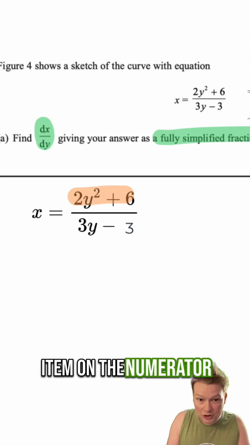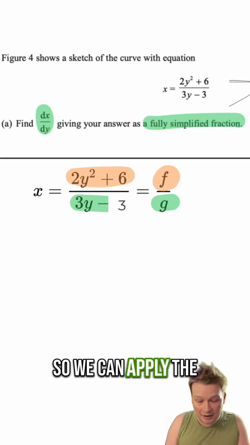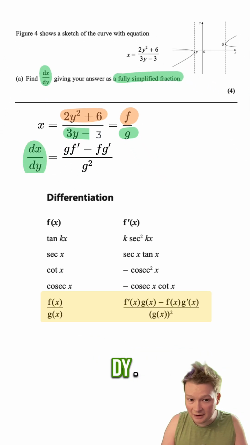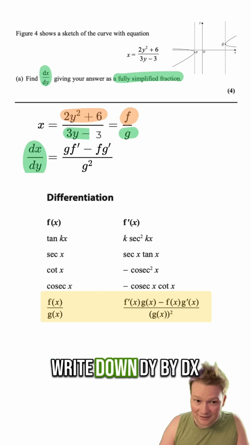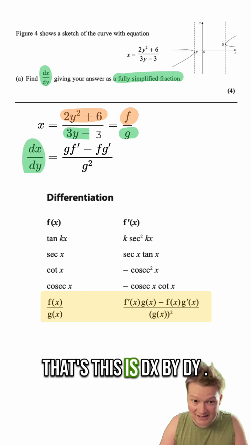We can call the item on the numerator f and the item on the denominator g. So we can apply the quotient rule for dx by dy. Be careful, don't accidentally write down dy by dx there, because we're differentiating x with respect to y. This is dx by dy.